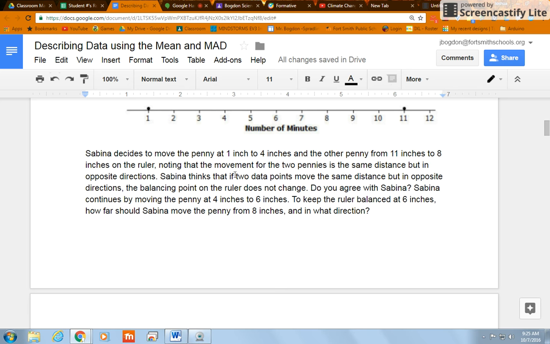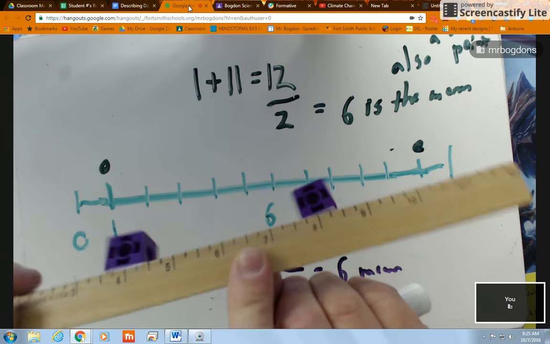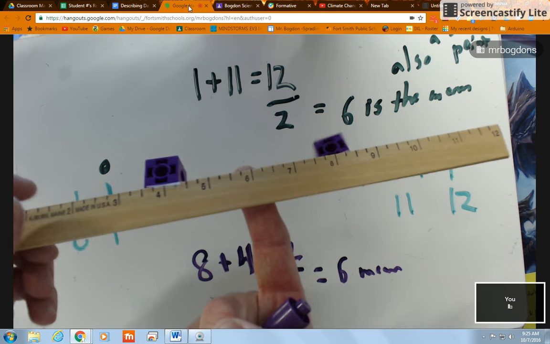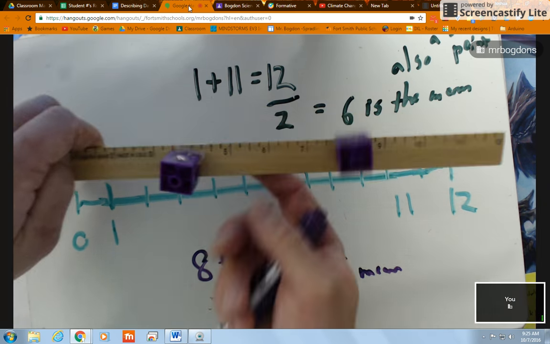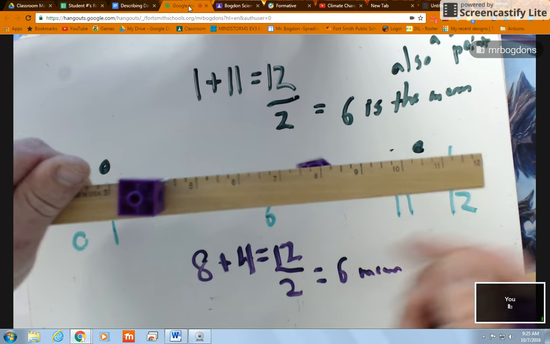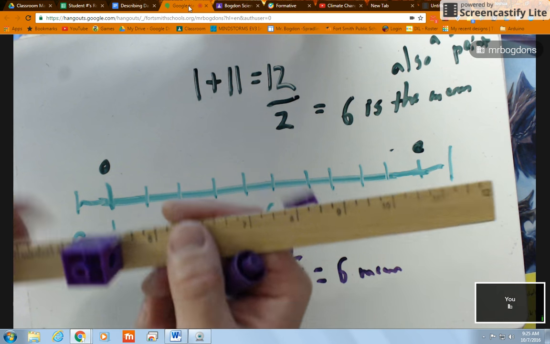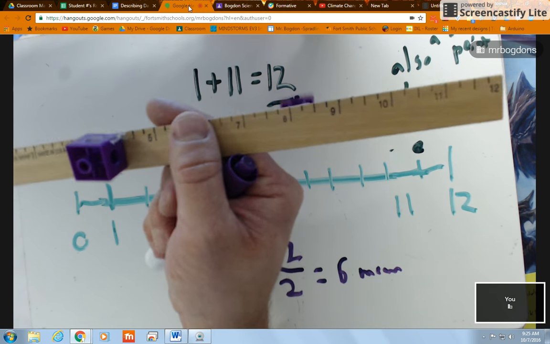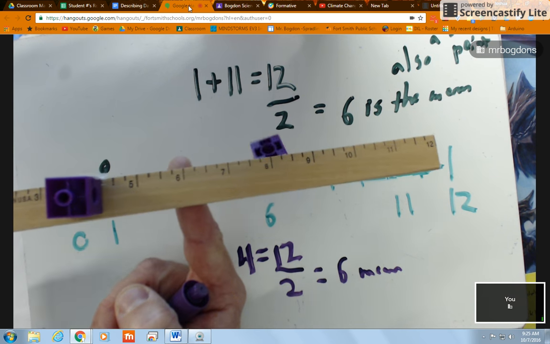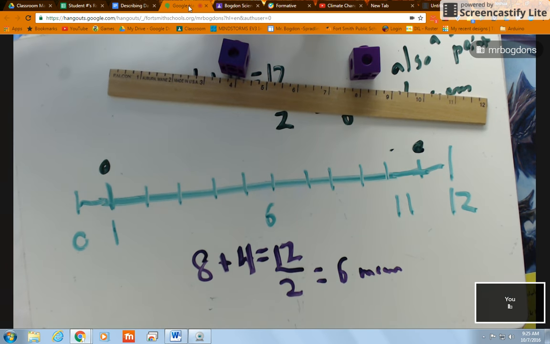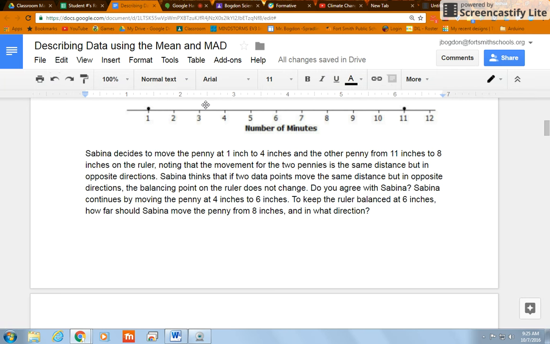So Sabina thinks that if two data points move the same distance but in opposite directions, the balancing point on the ruler does not change. Do you guys agree with that? As long as you change each one by the same amount, is the balance point going to change? No. Well, I mean, let's think about it. I move them in opposite directions. I moved the lower one up and I moved the higher value down, but I moved them by the same amount. I both moved them by a value of 3. Did my balance point change? It was 6, and then it was also 6. So did that change? Louis says no. Okay.